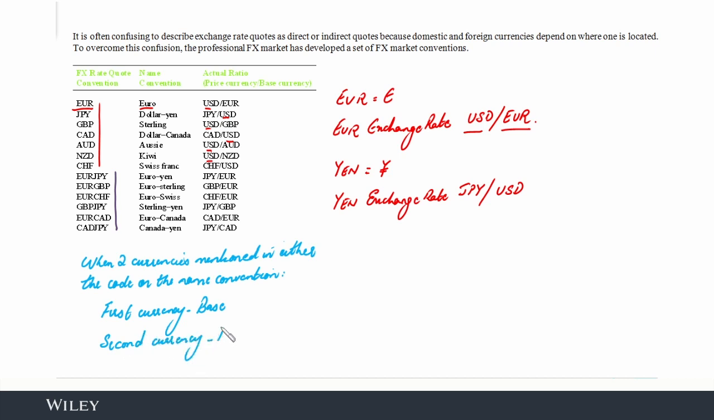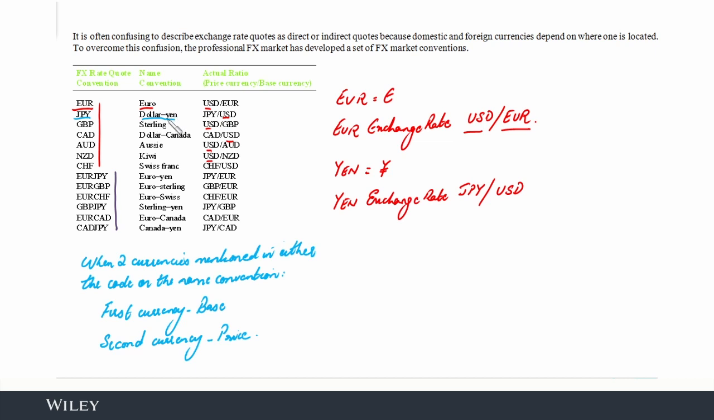is the price currency. So just going over a couple of examples, over here you have a 3-letter code, but the name has $yen in it. So since the name has two currencies mentioned, it's the $yen quote, it makes the currency that is mentioned first the base currency, and the currency that is mentioned second is the price currency.